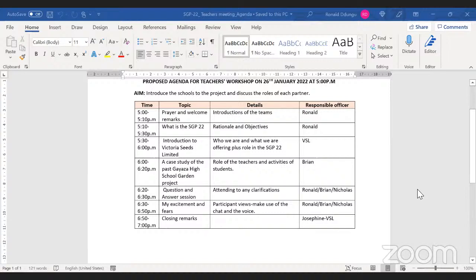We'll have a brief about what the school gardening program is, go through the rationale and some objectives, and these are items you can pick and use with your head teachers. We then get introduced to Victoria Seeds. Some of you have been hearing about Victoria Seeds. Today you have a chance to hear what Victoria Seeds is. And then we'll have a sharing of an experience, a case study of the school garden project at Gayaza High School, and that will be presented by Brian. And we'll have Q&A, and we'll also ask you to share what your excitement about this project is, but also what your fears might be.